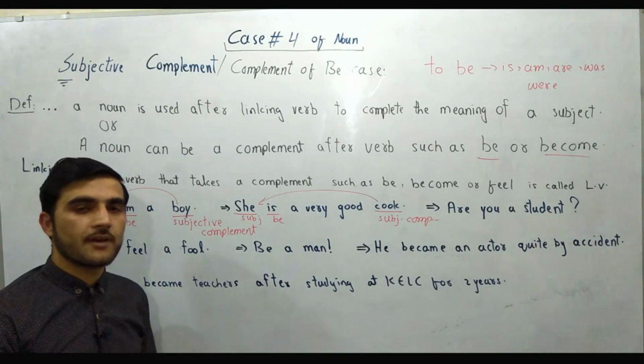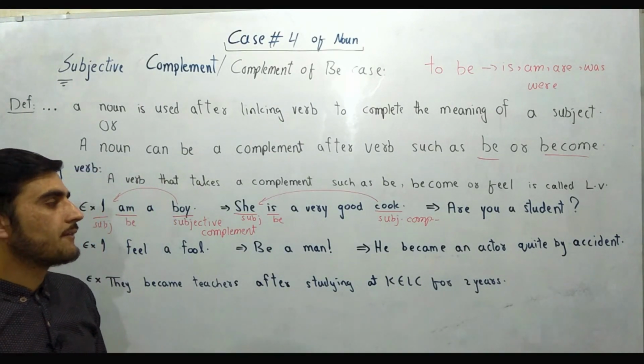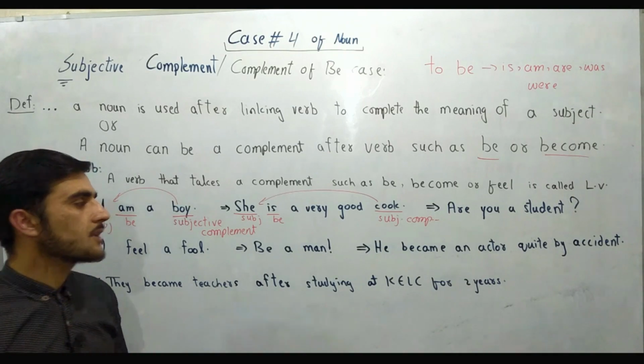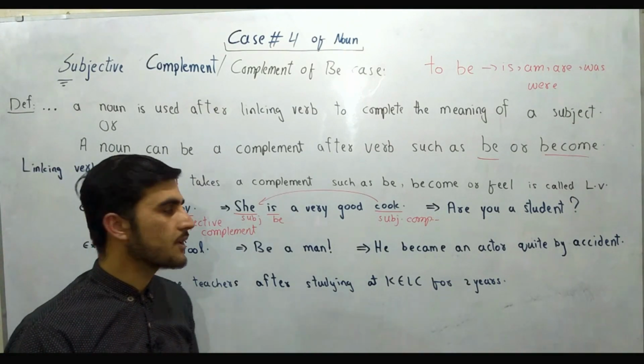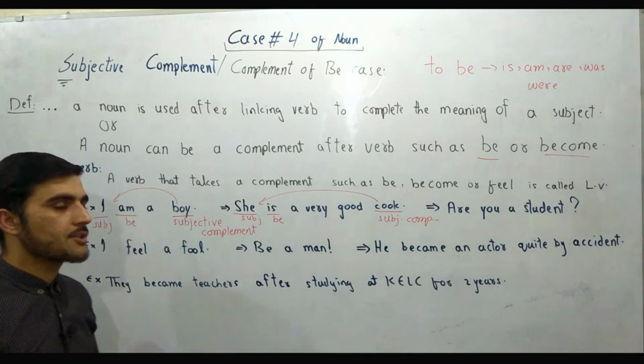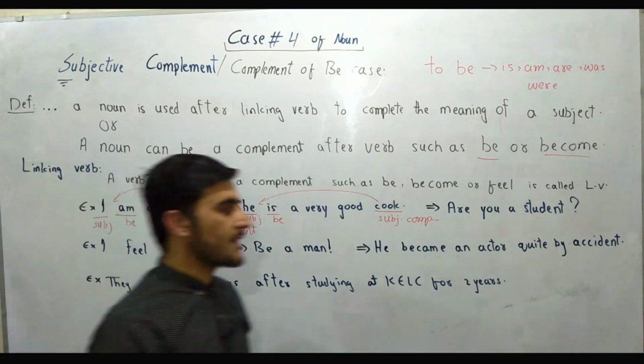She's what? A very good cook. So here, by putting the phrase a very good cook, we completed the meaning of the subject, she. The third example is interrogative.